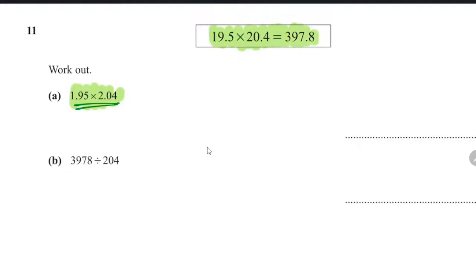So this was 19.5. This is 1.95. That means the comma has moved one step, right? Then this is 2.04. This was 20.4. That means the comma has moved one, right? Are you seeing it? So that means when you now do an answer, it should move two places because all of the information have moved. You understand? So this actually becomes, you move two spots. It becomes here, you say 1, 2. Becomes 3.978. Are we together?